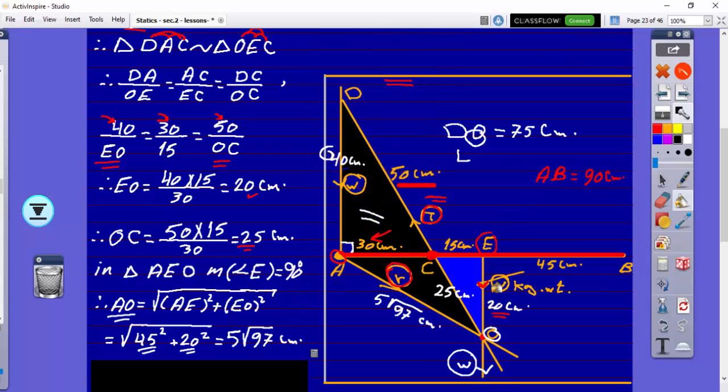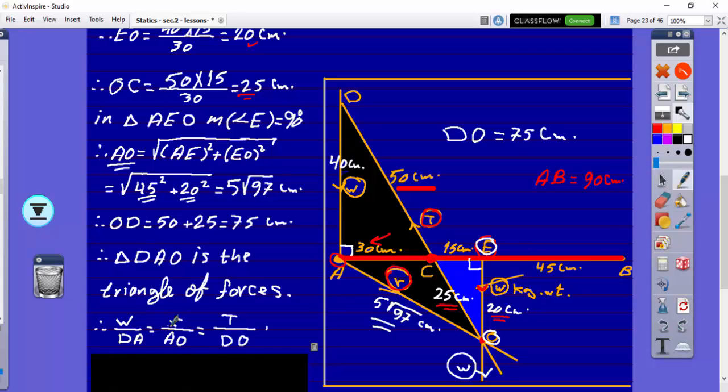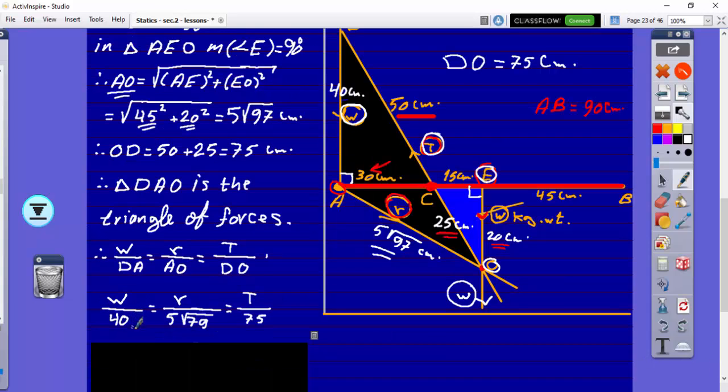Now we know the length of every side of triangle AOD, the triangle of forces. So we can use the rule. Triangle DAO is the triangle of forces. Now using the triangle of forces rule, we have W over DA, here is W, over the length of DA equals R over the length of AO equals T over the length of OD. And we'll substitute everything. W over 40 equals R over 5 root 79 equals T over 75.